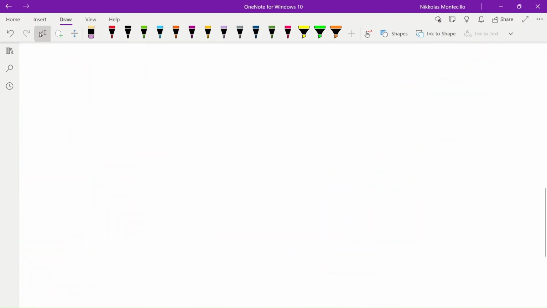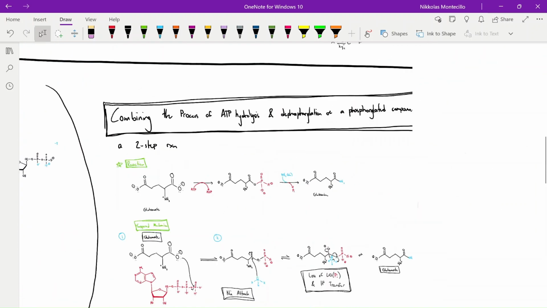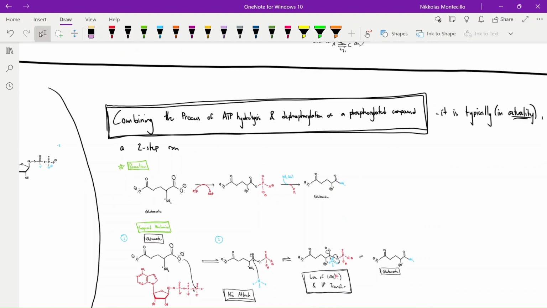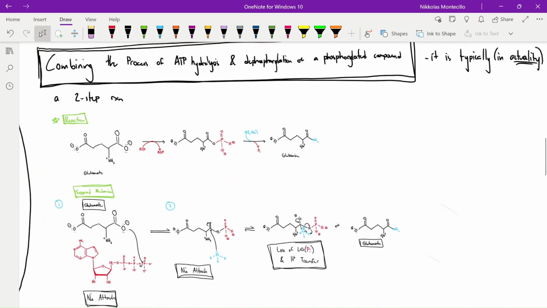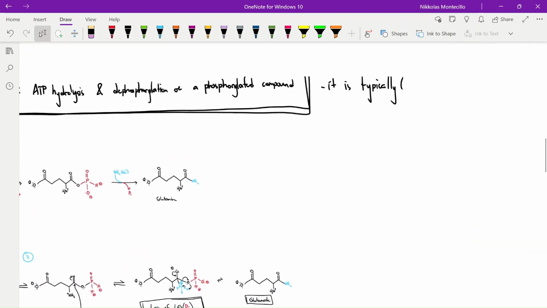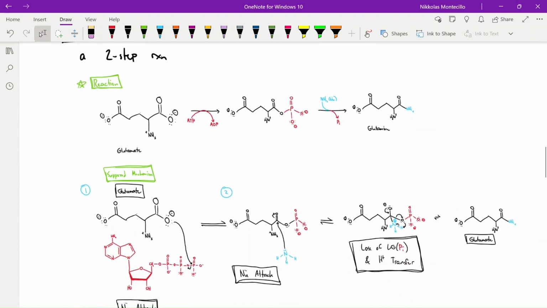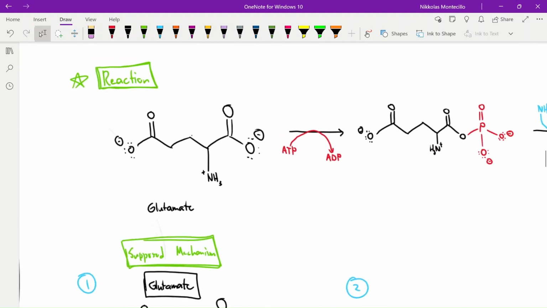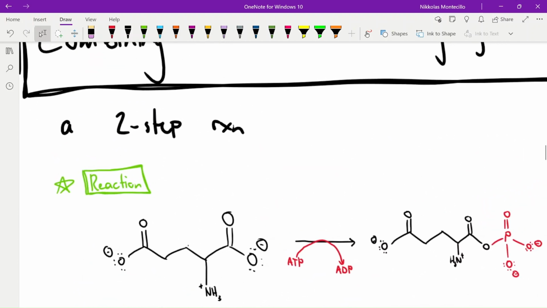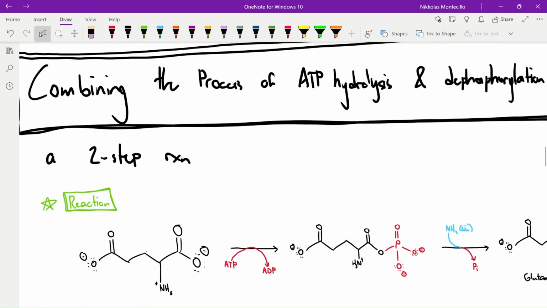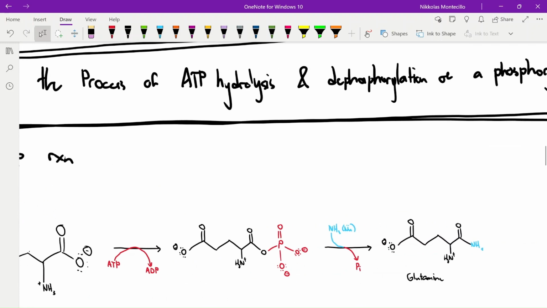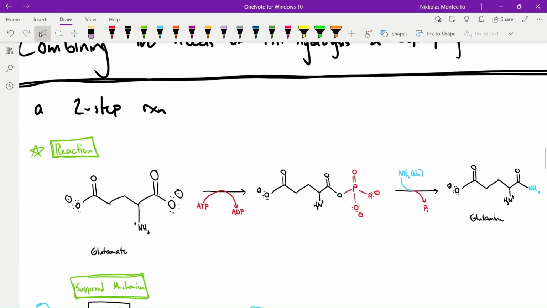Okay. Now, we're going to combine the process of ATP hydrolysis and the dephosphorylation of a phosphorylated compound. So we're just combining the two processes I explained earlier to describe how a typical reaction would work. So this is the given reaction. Glutamate is converted into glutamine by some sort of arbitrary enzyme. Obviously, there is a very specific enzyme that is responsible for this whole process occurring. I just can't recall the name at this time.